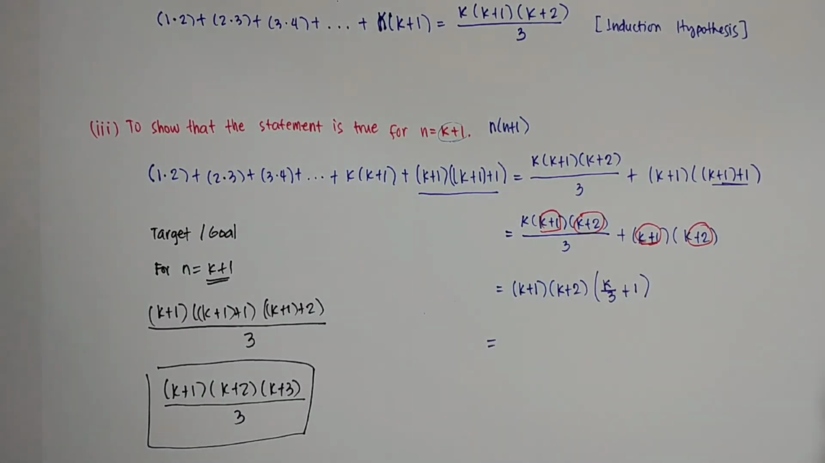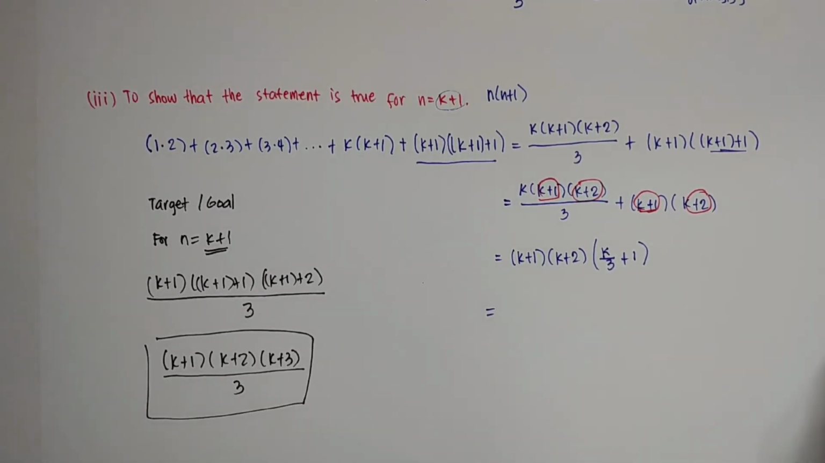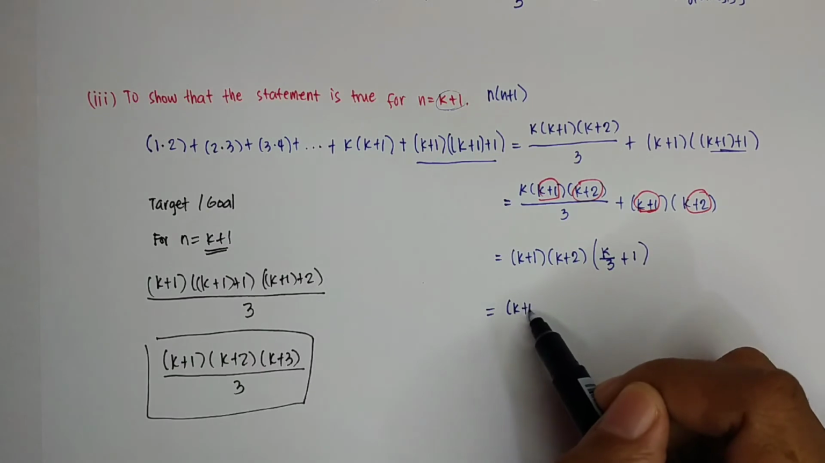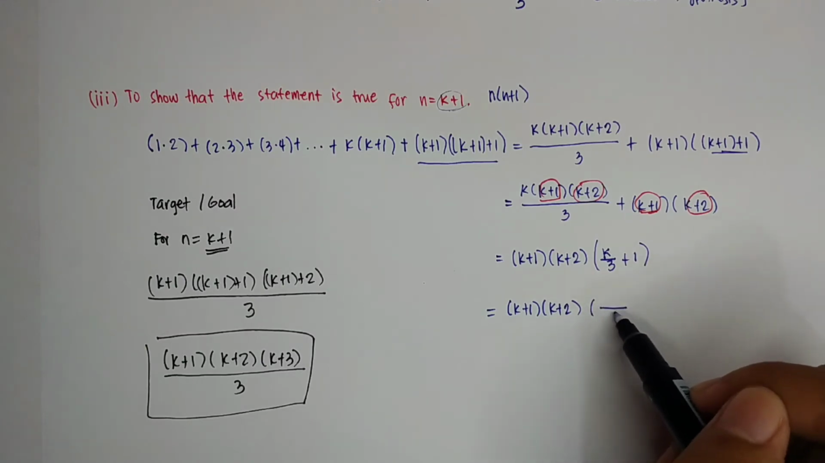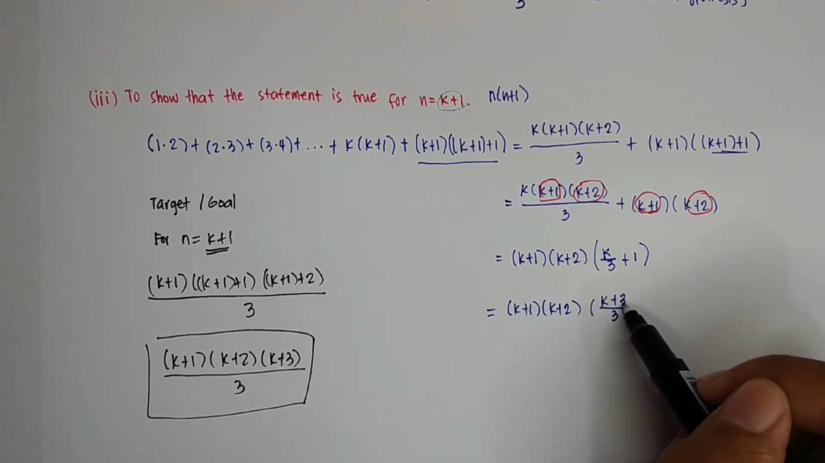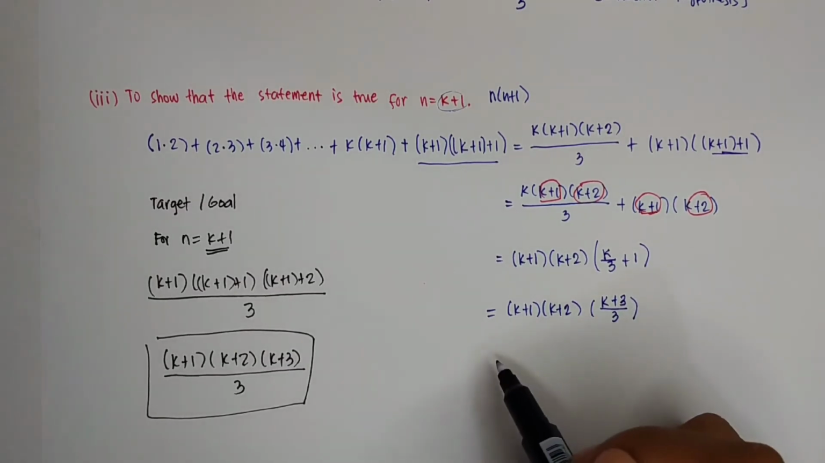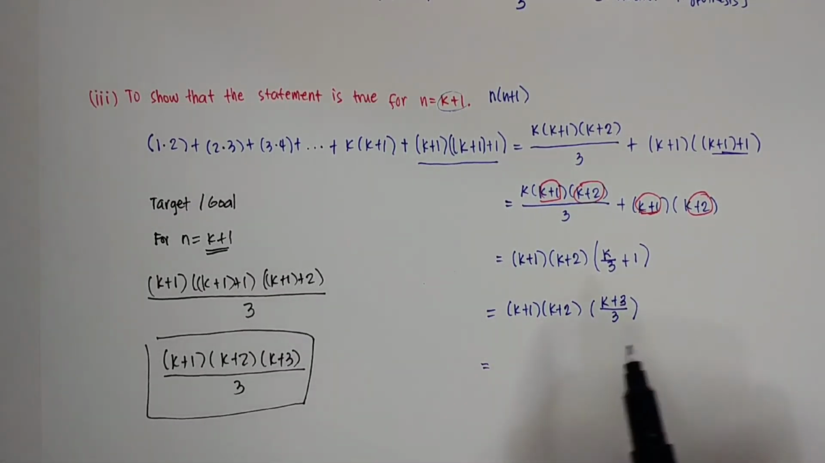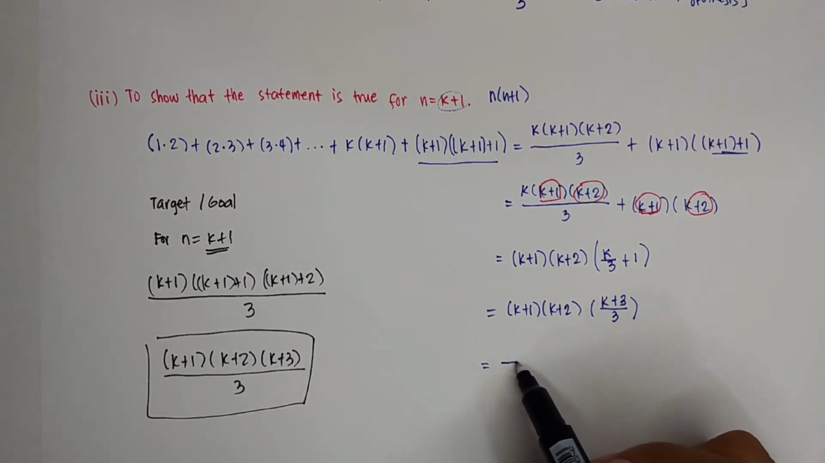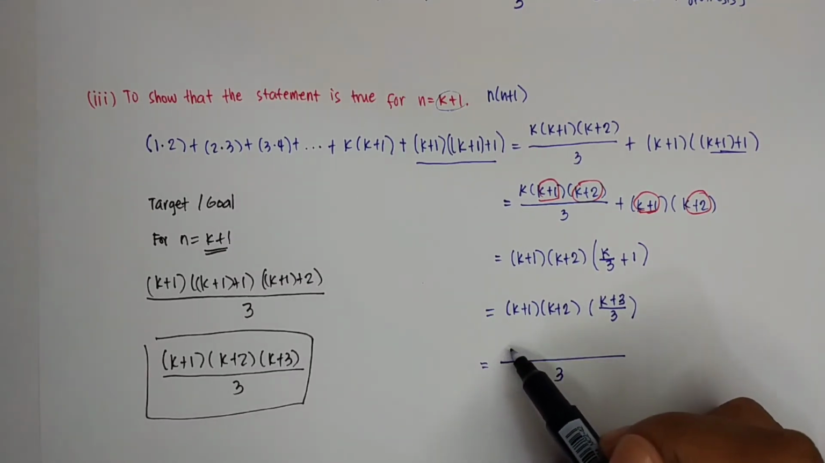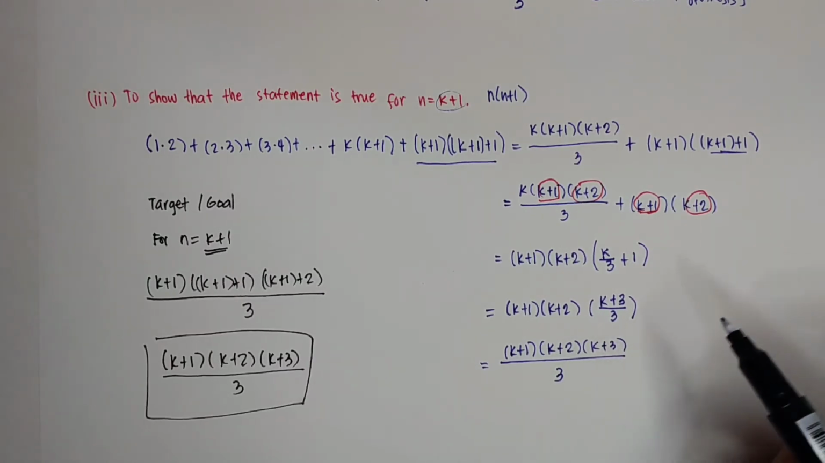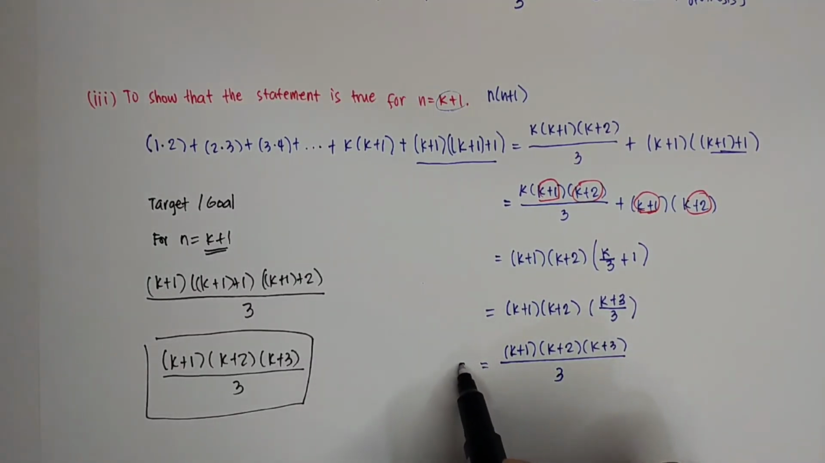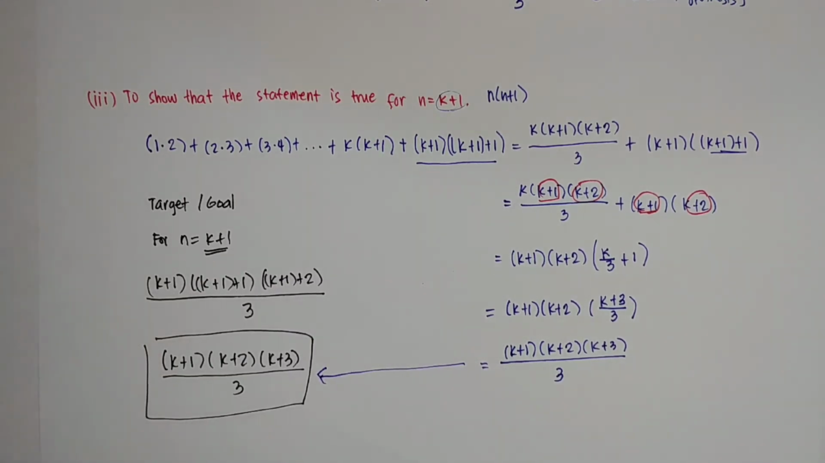Okay. After that, sige, copy natin, k plus 1 times k plus 2. Then, get the common denominator of this term. So, that will be over 3. This k plus 3. Okay. Then, we will multiply the whole expression by this. Okay, so that will be now all over 3. So, multiply the numerator, that is k plus 1 times k plus 2 times k plus 3 all over 3. So, 'di ba nakita niyo na kuha natin yung target natin.